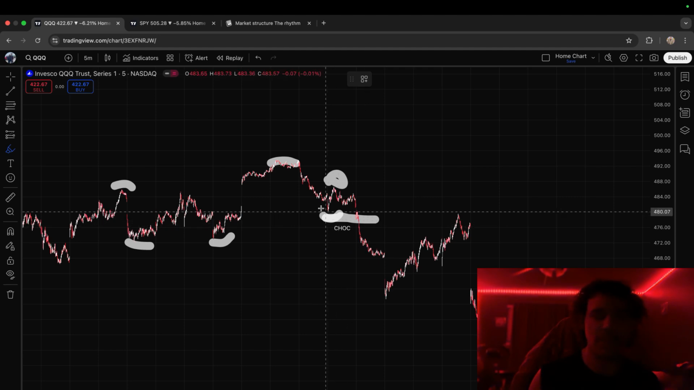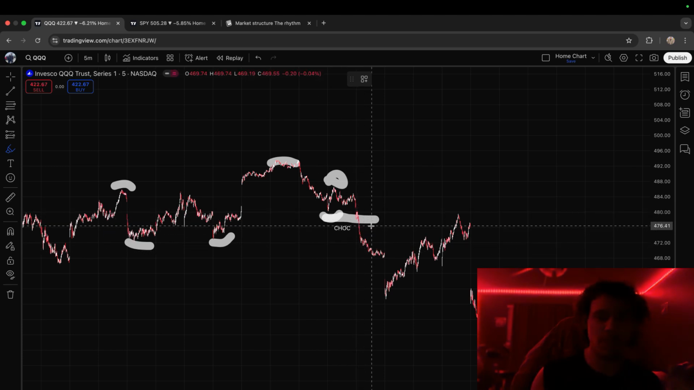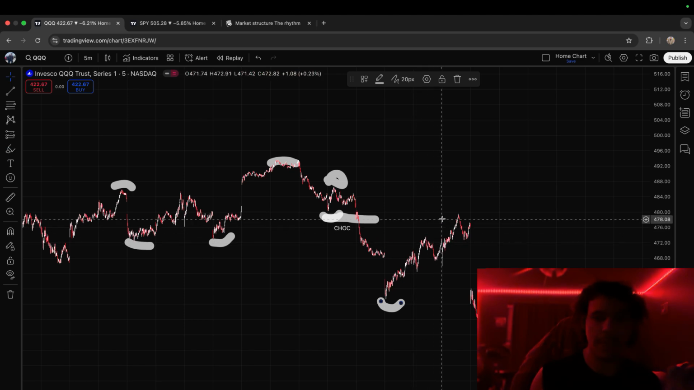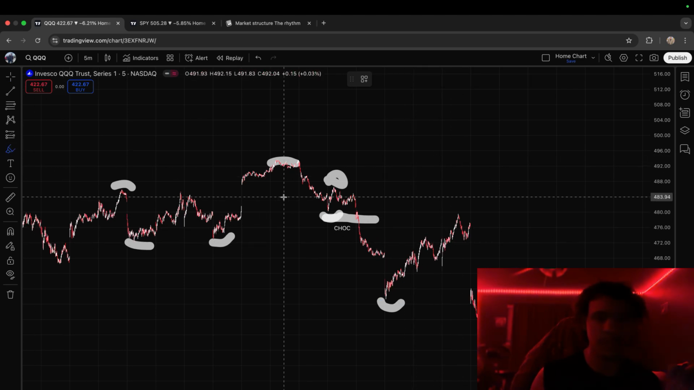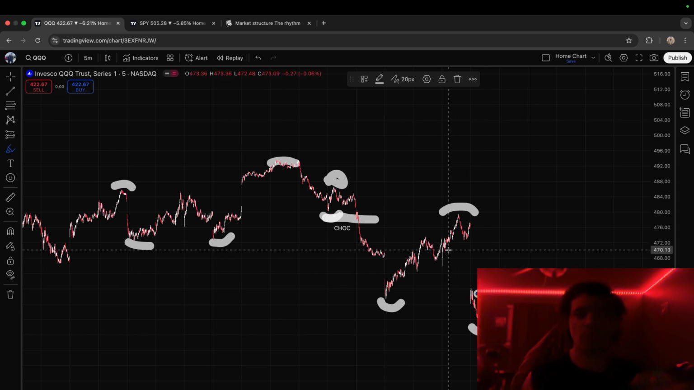Why is this a change of character? Because our last higher low got broken, meaning we were reversing trend, creating a lower low. Okay, so where did we get? We got this reversal in trend by breaking our last higher low, and then ultimately creating lower lows and lower highs. So ultimately we broke this trend, giving us a reversal, a change of character, and creating lower lows and lower highs now, and so on and so forth.